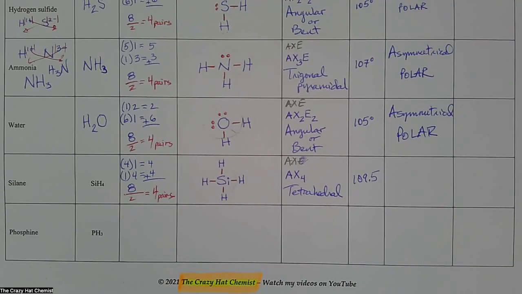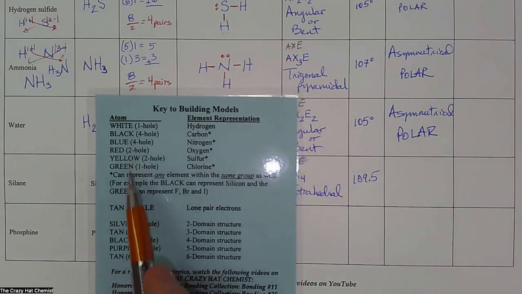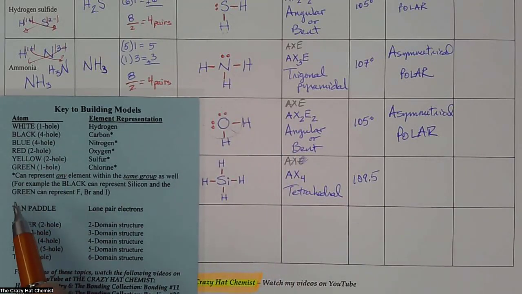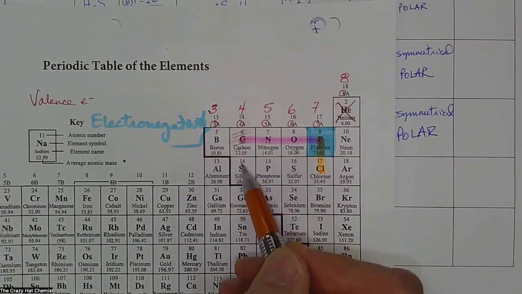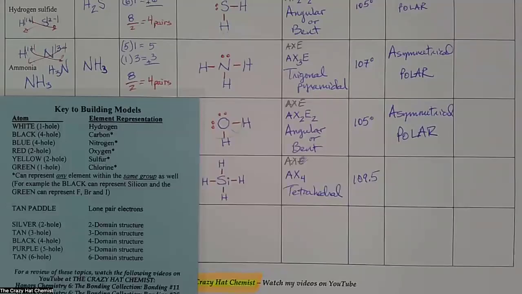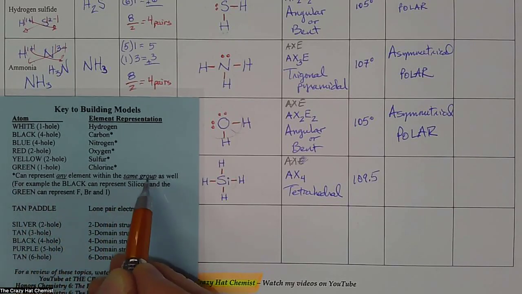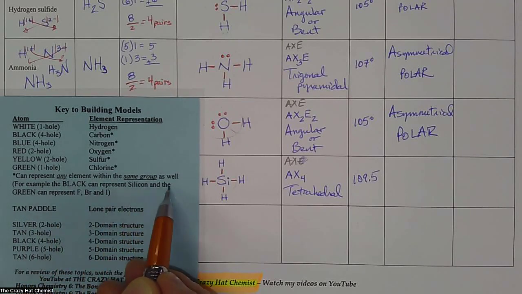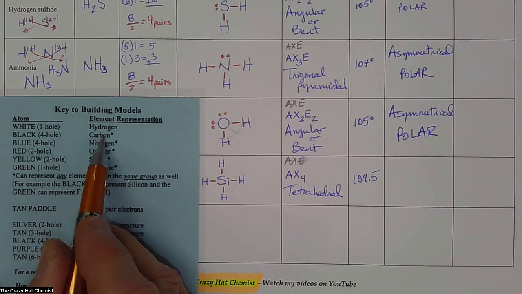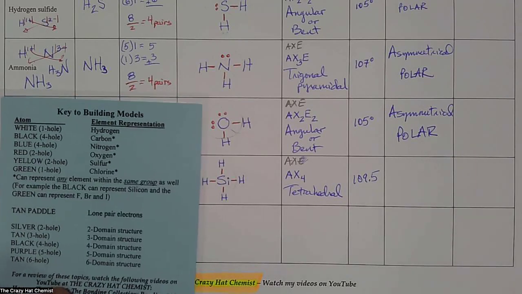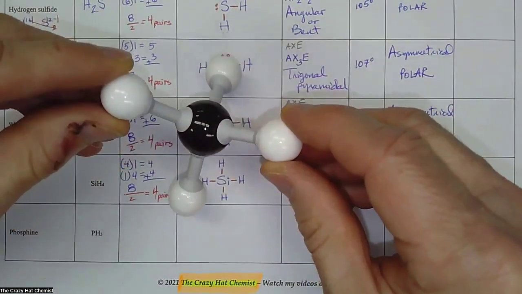And then we've got to make that model and come up with what it is for this one. On my sheet of paper, I don't find silicon anywhere on my key for my model set. However, what you should see is that carbon and silicon are in the same group, in the same column of the periodic table. That's why you should see asterisks on these. Asterisks can represent any element within the same group as well. For example, the black can represent silicon and the green can represent fluorine, bromine, and iodine. So that black one represents not only carbon, but anything within that same group, and silicon is in that same group. So therefore, here is the model for silane.